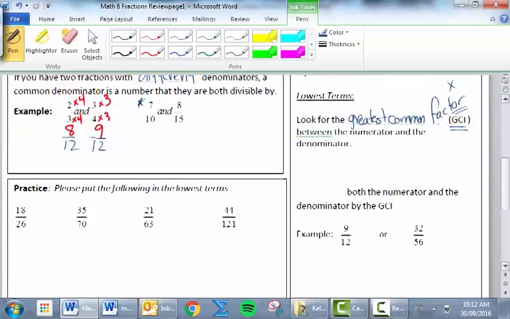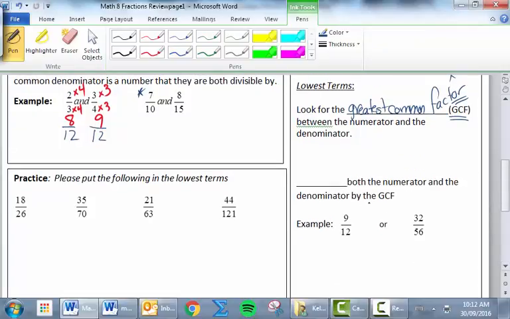So right here it says both the numerator and the denominator. So you're looking for a number that's divisible by both the numerator and the denominator. So the biggest factor that goes into them. So we look at 9 and 12. They're not even numbers, but like this one, I know they're both divisible by 2. That's not the greatest number, but at least it's a number that they're both divisible by. 9 and 12, the greatest number that they're both divisible by is 3.